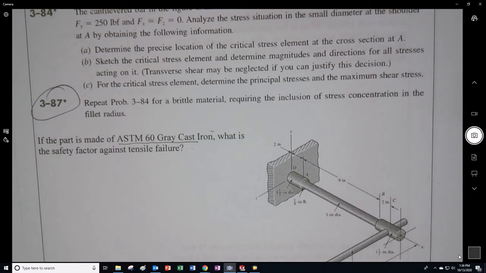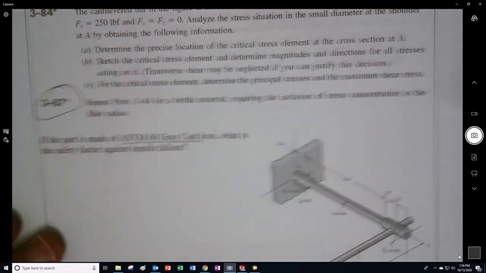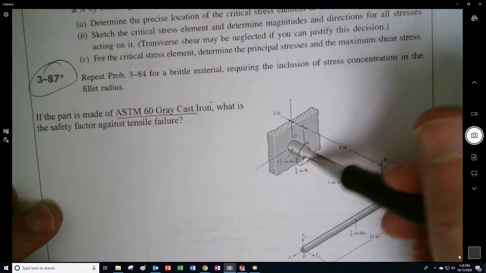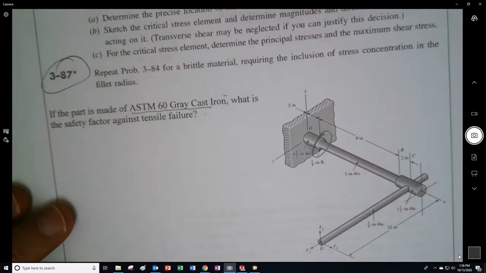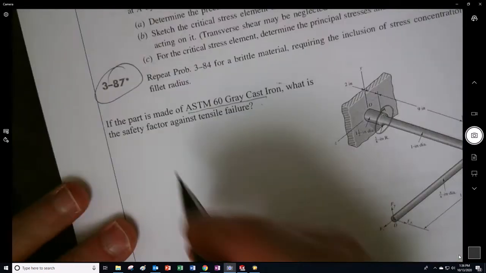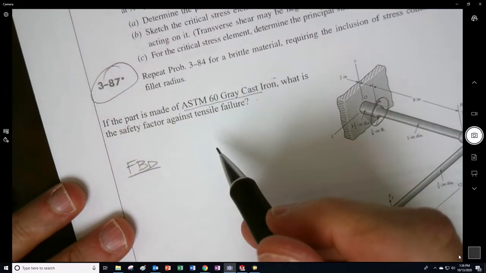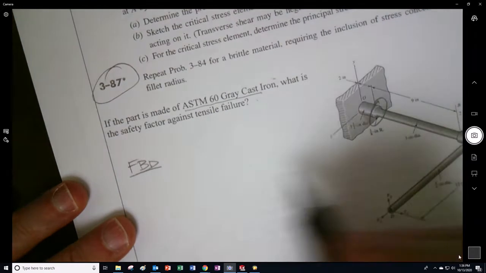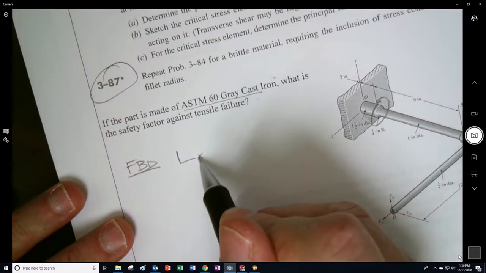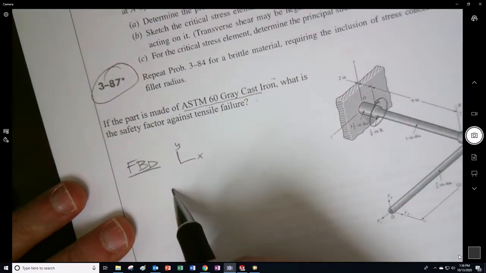Now, did I change this problem? I had thought about changing this problem, but I did not change this problem. I kept it the same.